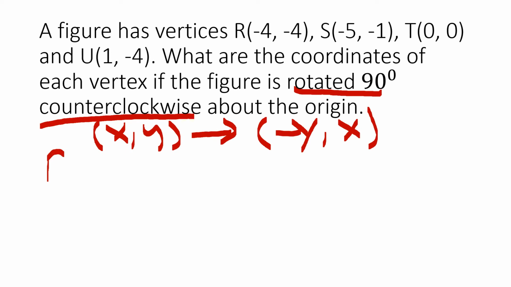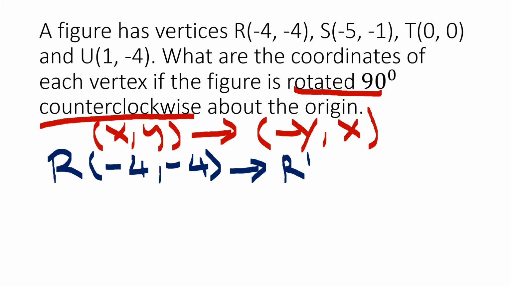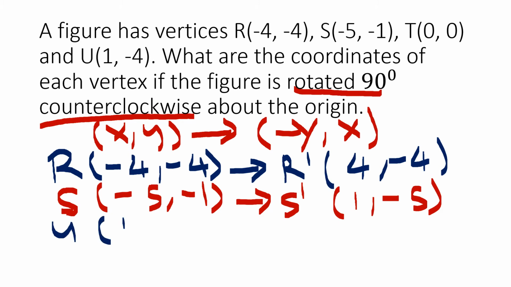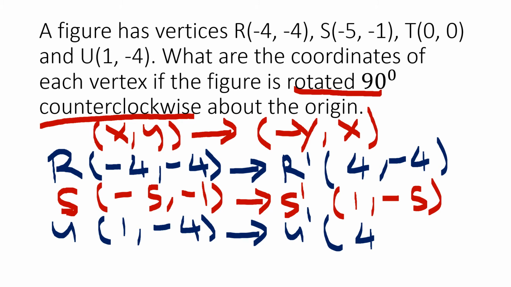So we have R (-4, -4). R prime is (4, -4). We have S (-5, -1). S prime is (1, -5). We have U (1, -4). U prime is (4, 1).